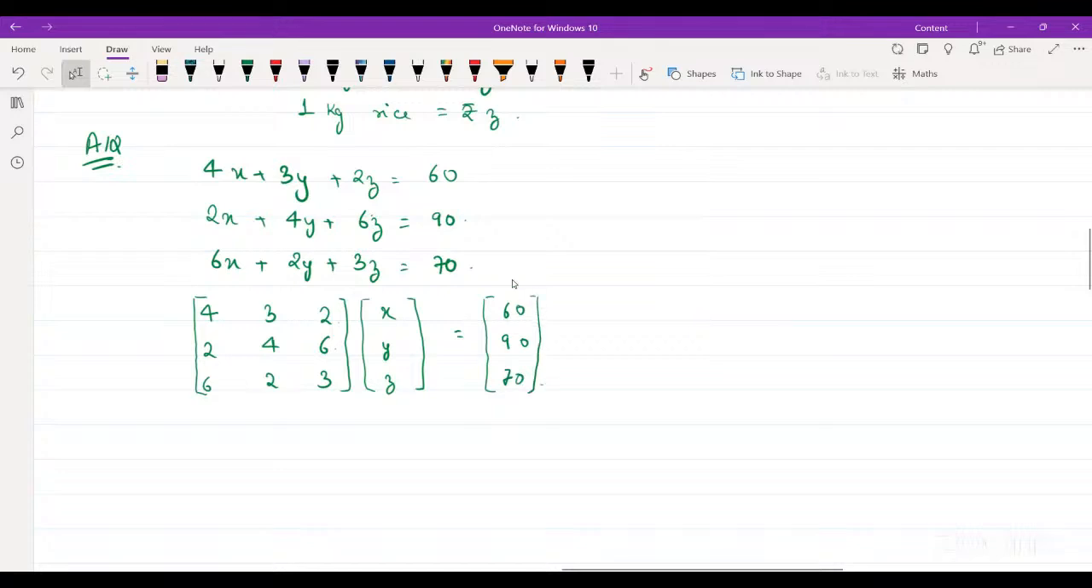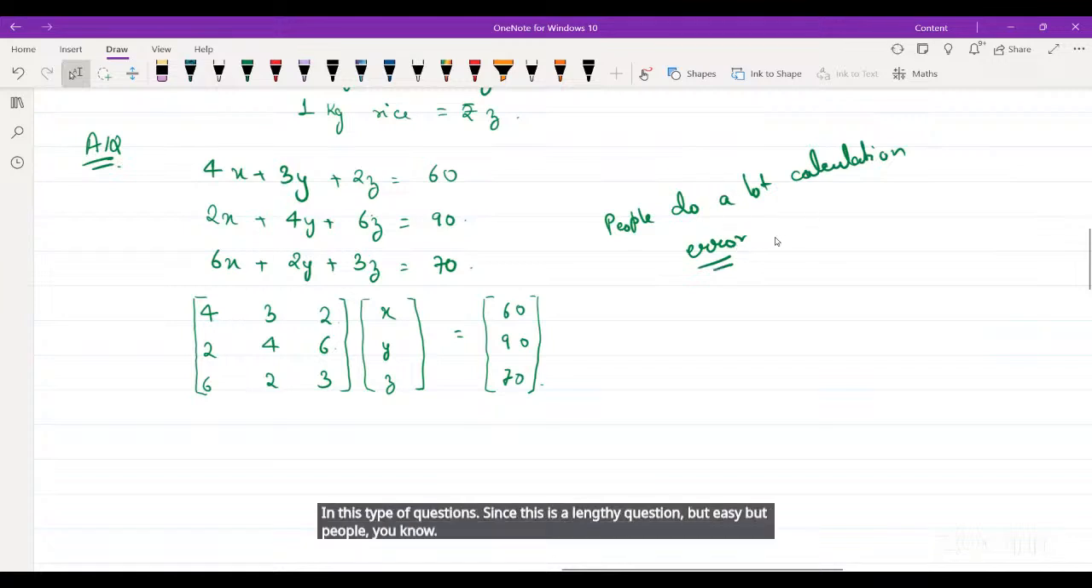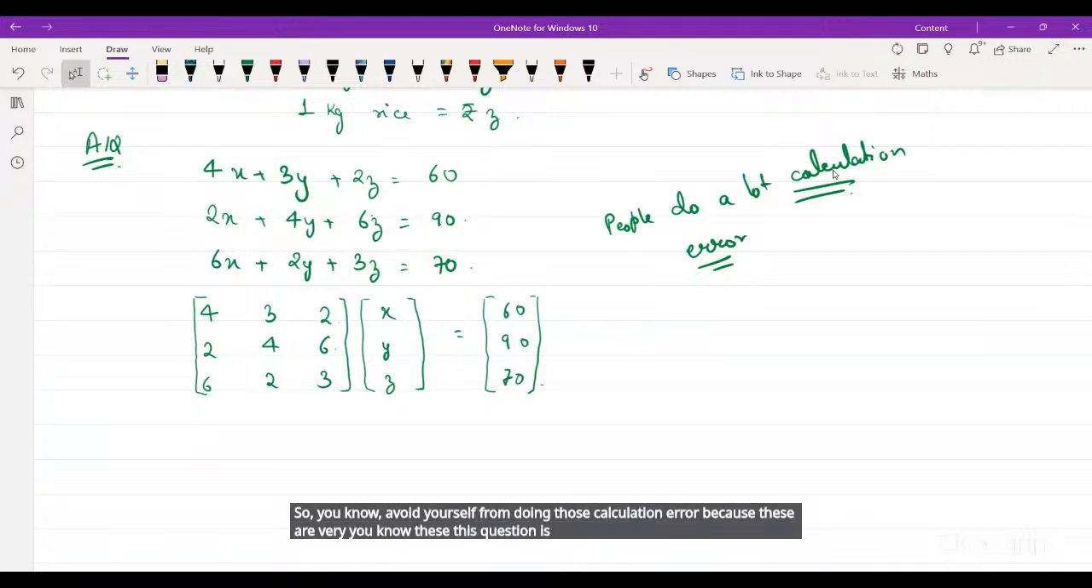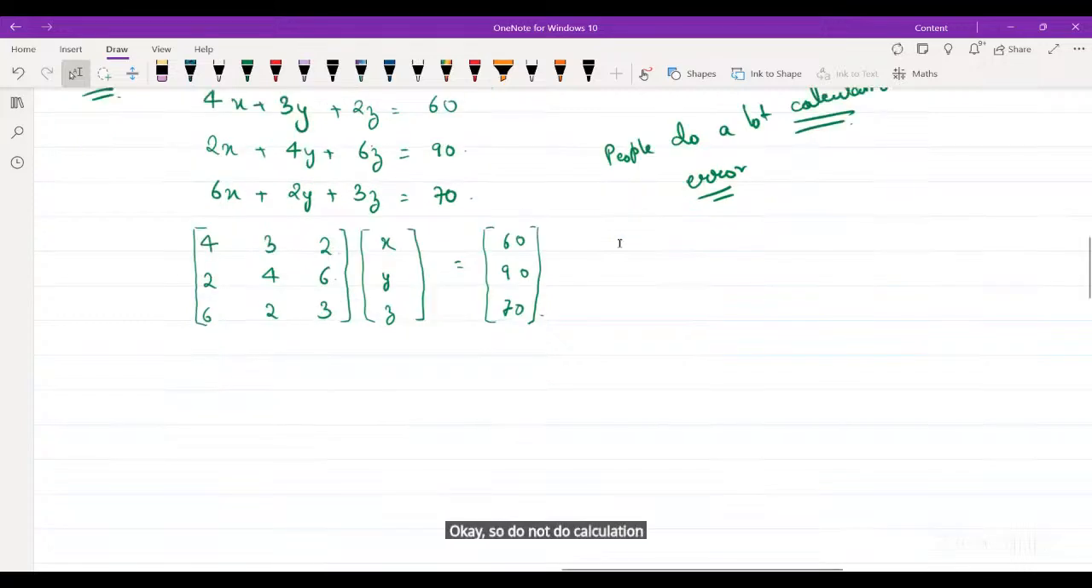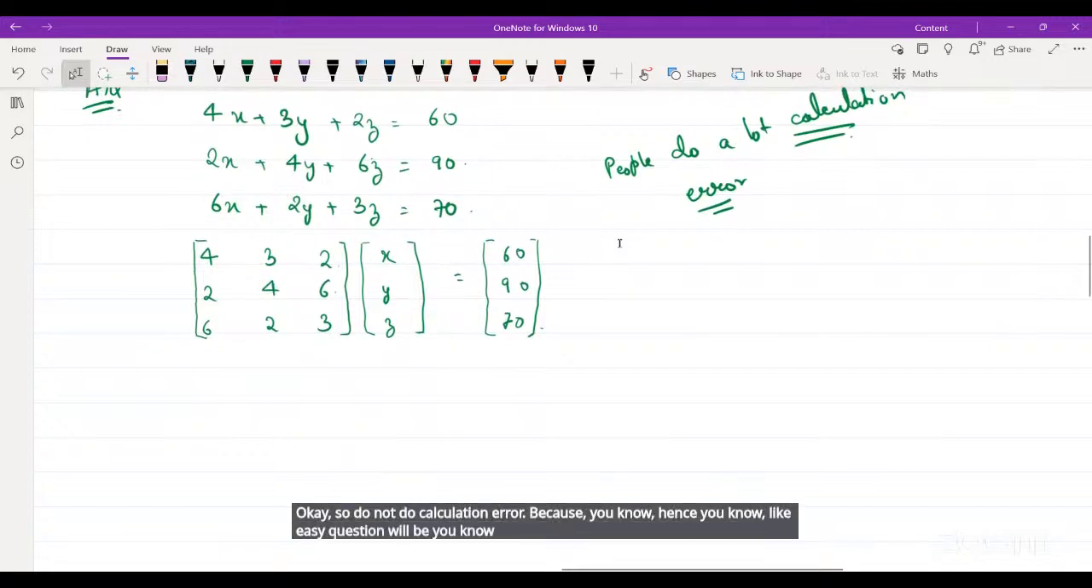So generally what problem occurs is that people make a lot of calculation errors in this type of questions. Since this is a lengthy question but easy, most of the time people make calculation errors. So avoid calculation errors, because this type of question is really expected to come as a 5 marks question. So it's an easy 5 marks to grab. So do not make calculation errors, because otherwise an easy question will be gone from our hand.